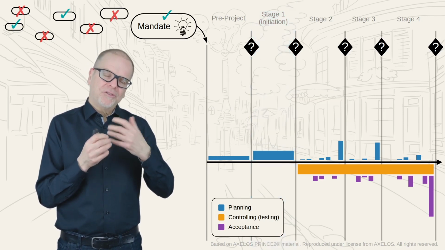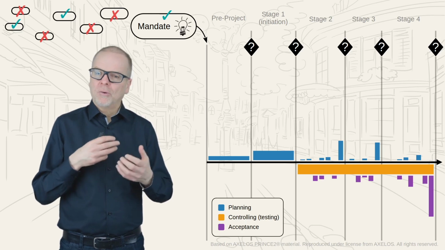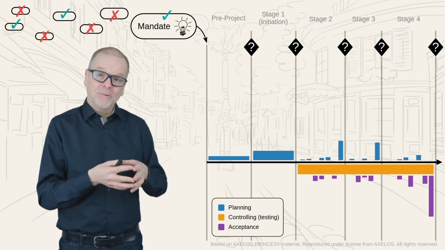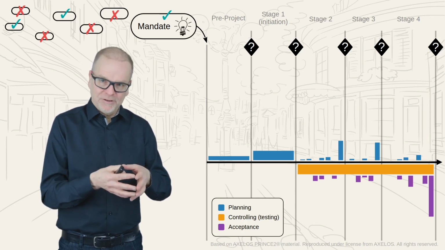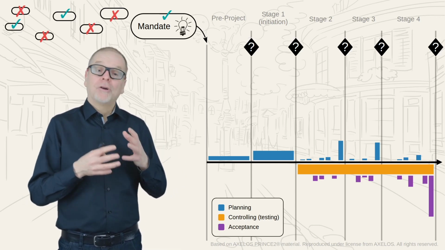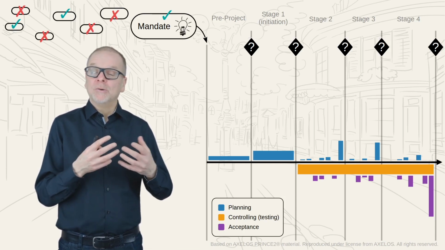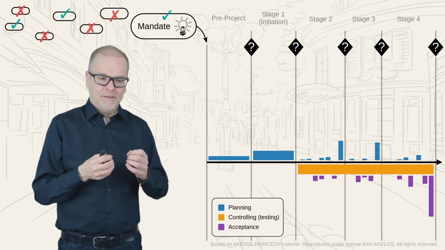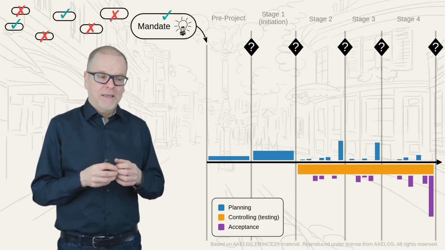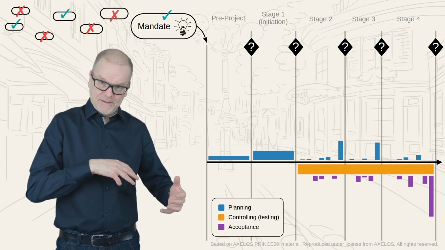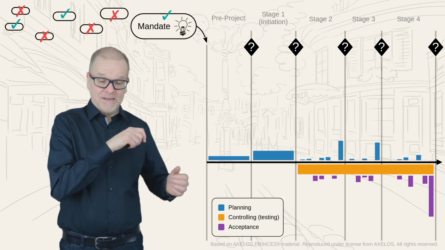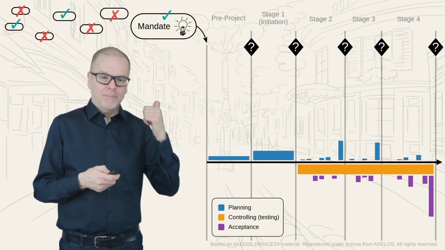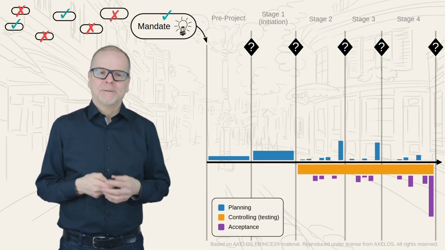PRINCE2 also gives 3 steps for quality, or a technique for quality. It talks about planning quality, so adding quality requirements to documents, controlling quality. This is where we do tests to make sure that the products are passing the quality tests, and then we are accepting the finished products which have passed the quality tests. So that's our planning, controlling, and accepting.